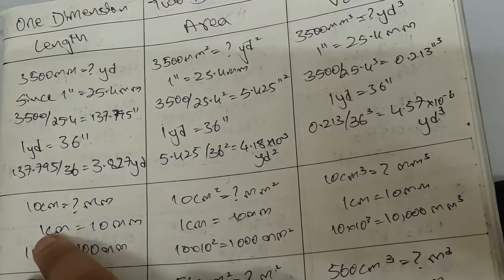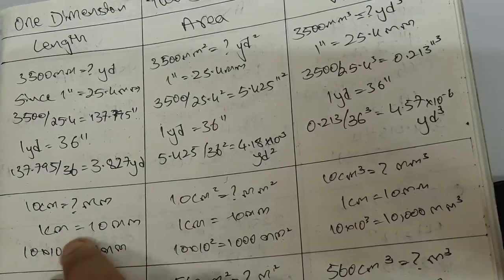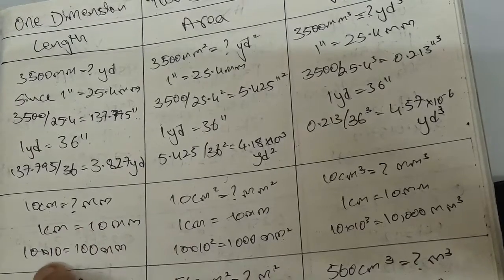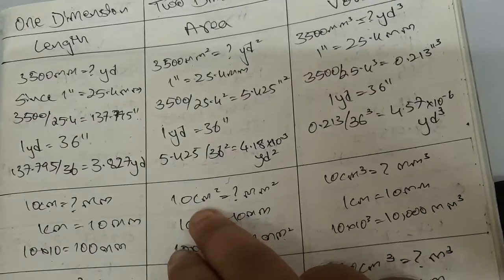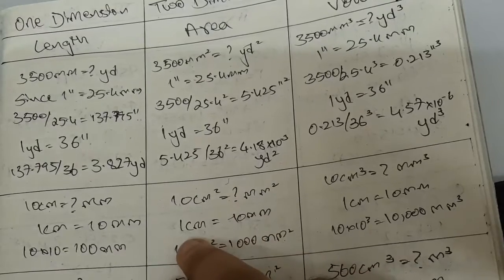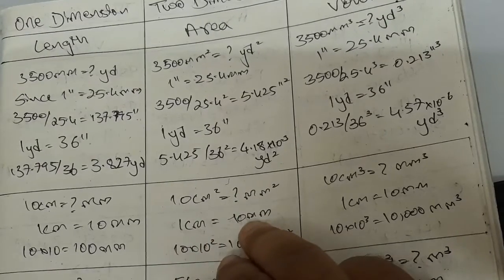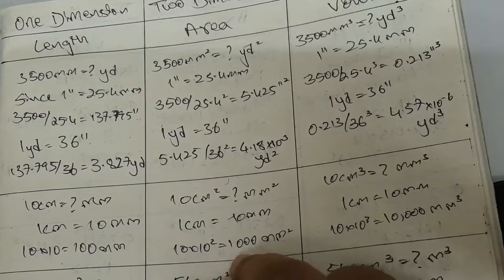Now this is the easiest one. 10 centimeter is equal to how many mm? Since 1 centimeter is equal to 10 mm, we have 10 into 10 is equal to 100 mm. Coming to our two dimension calculation, 10 centimeter square is equal to how many mm square? So 1 centimeter is equal to 10 mm. 10 into 10 square gives us 1000 mm square.